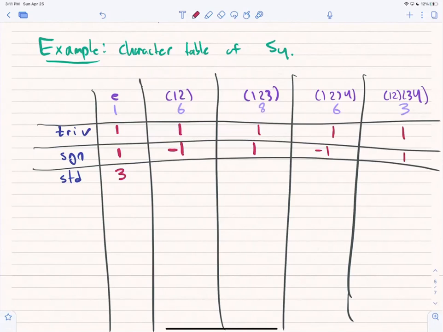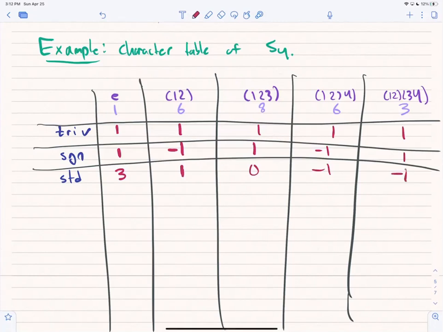Okay, and then the standard representation. The same formula for the standard representation holds: it's the number of fixed points minus 1. So here, this has 2 fixed points, 3 and 4. When we subtract 1, we get 1. This guy has 1 fixed point, so subtract 1, we get 0. This one has no fixed points, so subtract 1, we get minus 1. And similarly over here, subtract 1, we get minus 1.